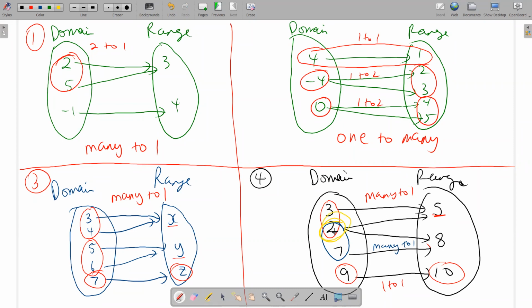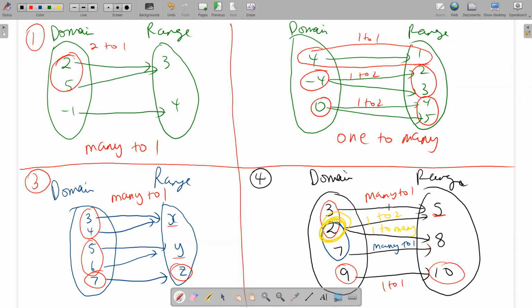What happened to the 2? 1 to 2. 1 to many, I mean, right? Because the 2 is going to the 5 and the 2 is going to the 8, right? So we call that type of relation, when one item goes to 2, one to many, right?